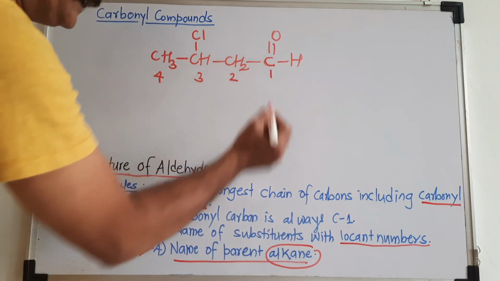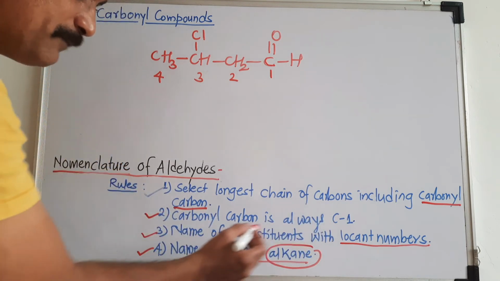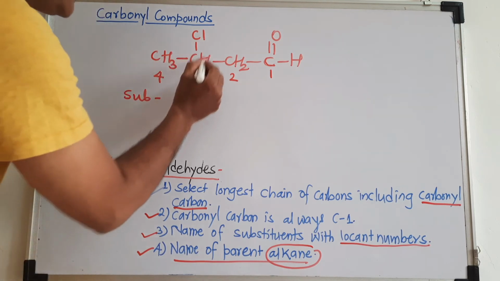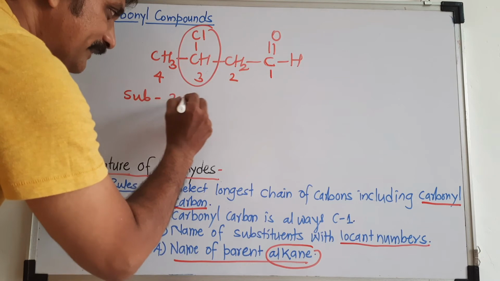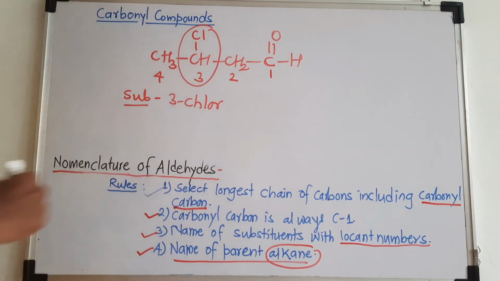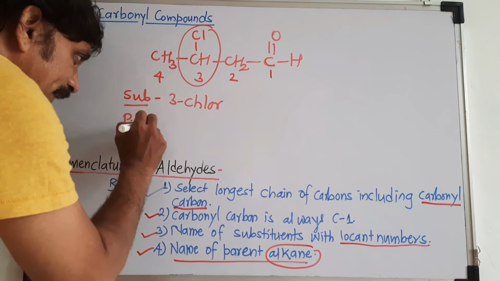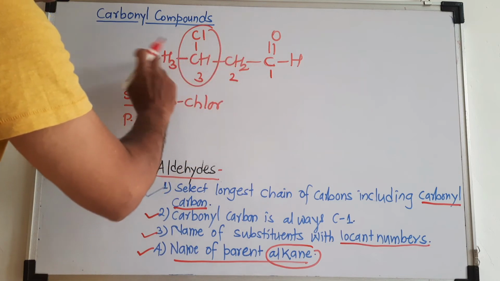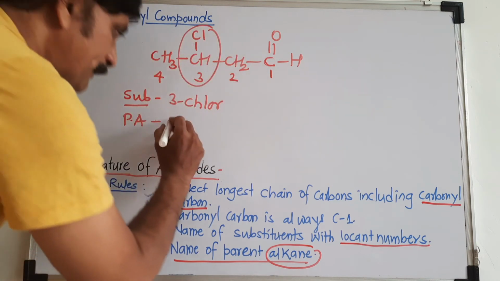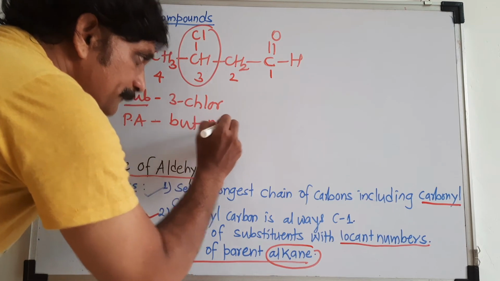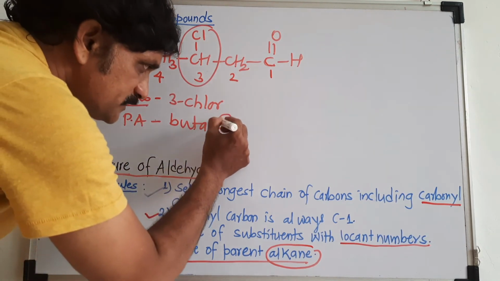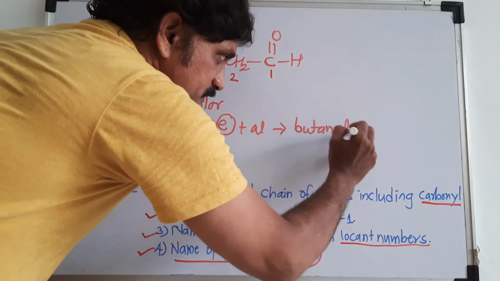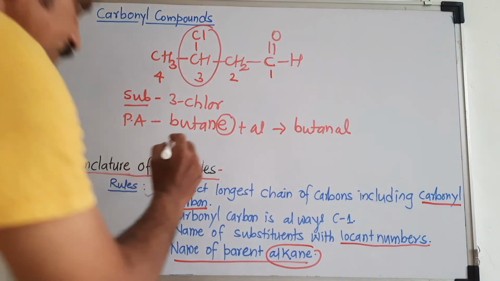As per the second rule, the carbonyl carbon is getting carbon number 1. Now the name of the substituent you must find out. Just one substituent is present at carbon number 3, and that is called 3-chloro. Then the parent alkane, that is again our fourth rule. Parent alkane means you simply count the number of carbons present in the chain. There are 4 carbons, so the parent alkane is butane. After this, you have to replace the E with Al. So that becomes butanal. So this is butanal.